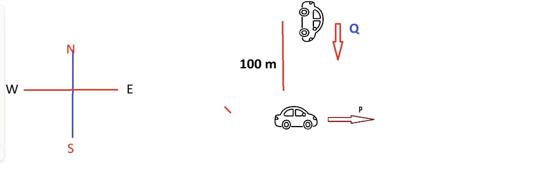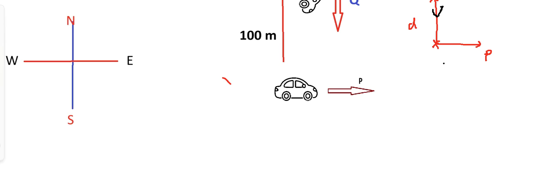East, west, north, south. So this is one car P, this is another car Q. P is moving towards east, Q is on the north side, and the distance of separation between them is 100 meter. So this is our P, this is our Q, at a distance of say D, but Q is moving towards south. P is moving towards east and Q is moving towards south.